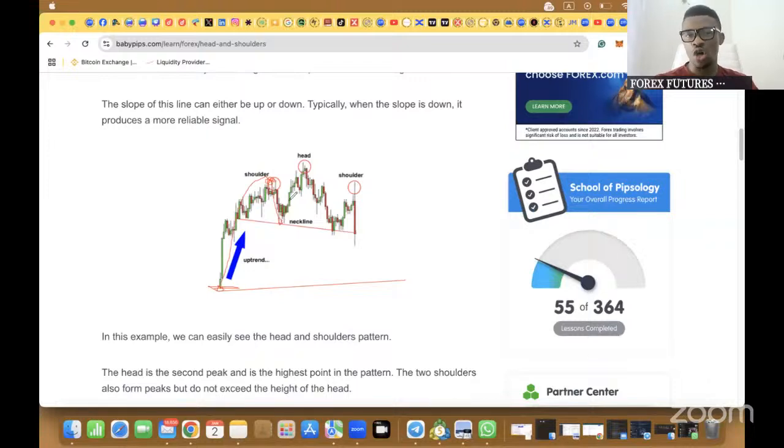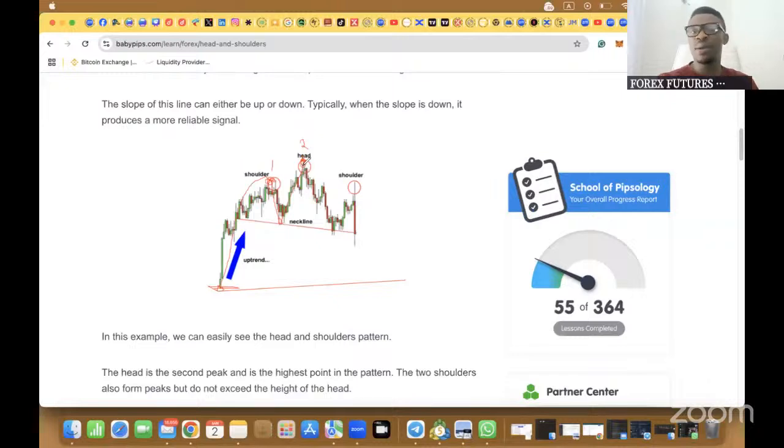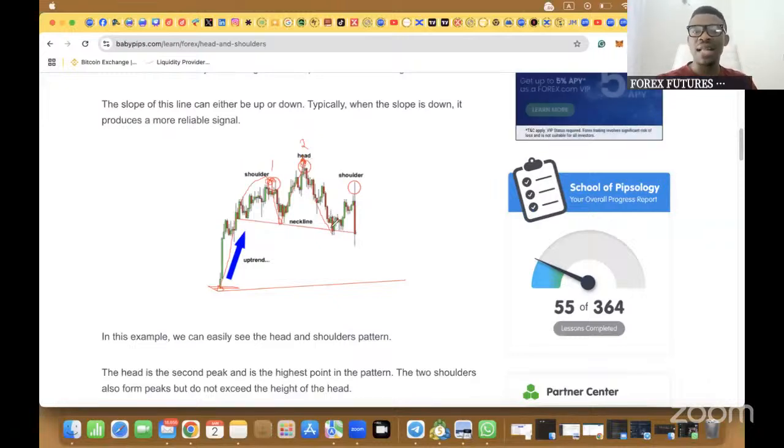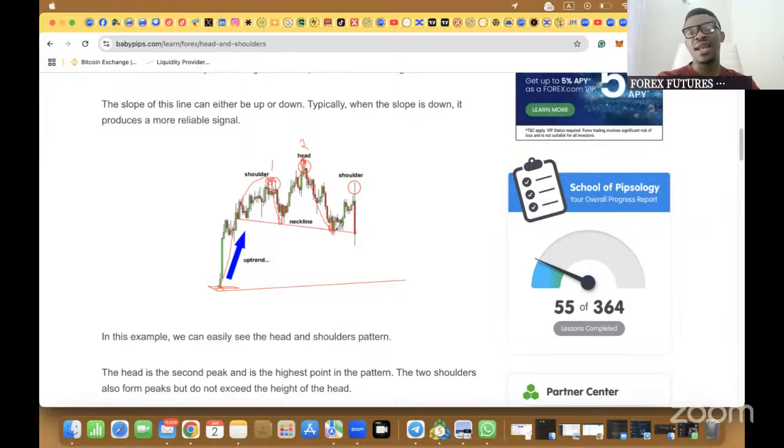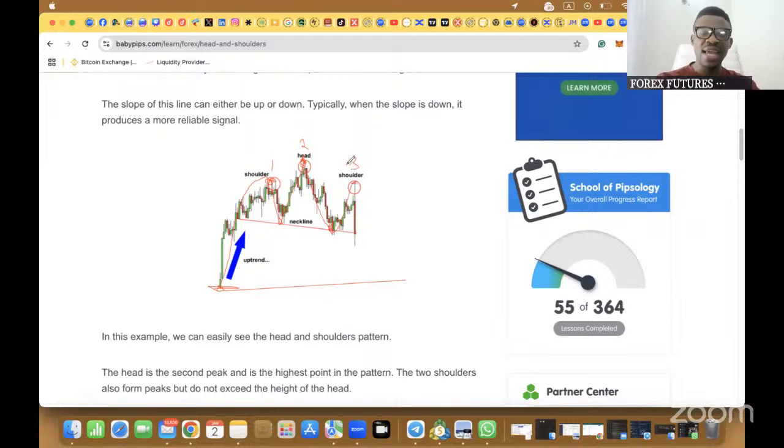Then the price goes up to form a higher top, higher than the first one. Number two is higher than number one. Then the price comes down and stops at another neckline. Sometimes it's straight, sometimes it's slanted, it can take different formats. Then it takes another dive to form another shoulder, and this time number 3 is lower than number 2. Number 2 is the highest.